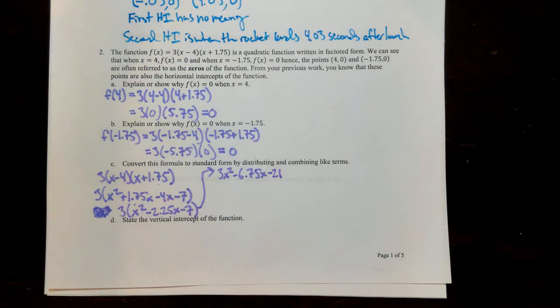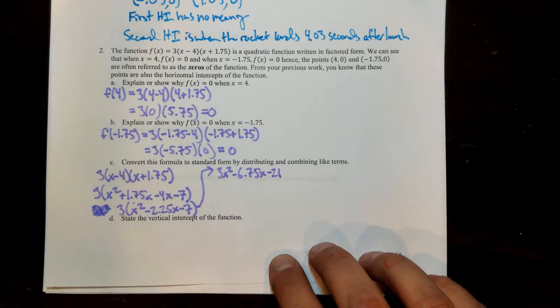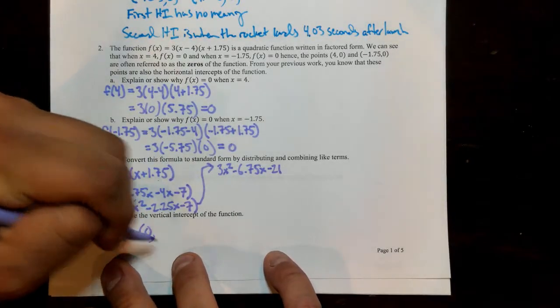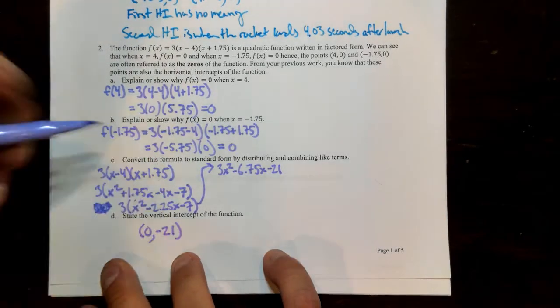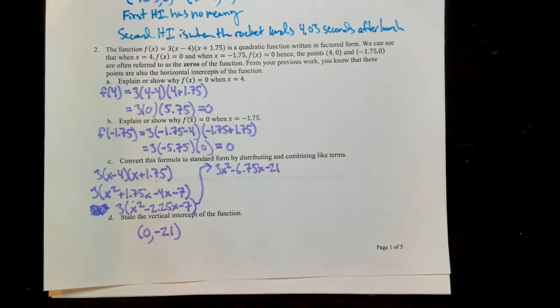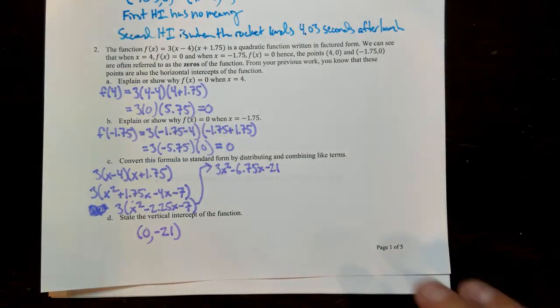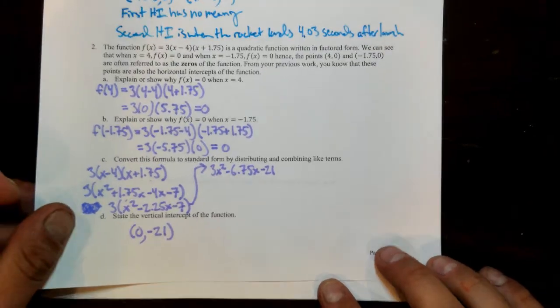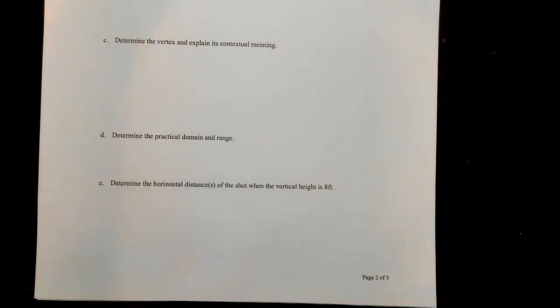And state the vertical intercept of the function. Well, what's nice about standard form is our constant value is the vertical intercept. So our vertical intercept is 0, negative 21. So that's the thing to know there. In standard form, our constant is our vertical intercept. So moving on to page number 2.